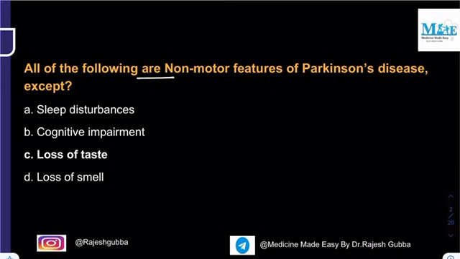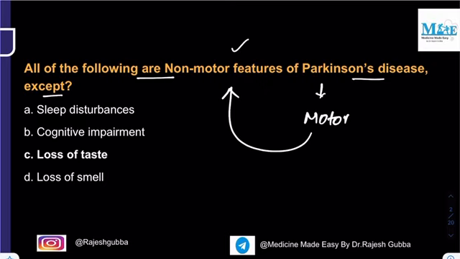All of the following are non-motor features of Parkinson's disease except. In today's quiz, almost all the 5 questions are related to Parkinsonism. So which among the following is not the non-motor manifestation of Parkinsonism? Sleep disturbance, cognitive impairment, loss of taste, and loss of smell. Initially, patients with Parkinsonism most of the time present with motor manifestations, followed by non-motor manifestations as well. These non-motor manifestations include sleep disturbance, cognitive impairment, and loss of smell. Whereas loss of taste is not a non-motor feature of Parkinsonism.